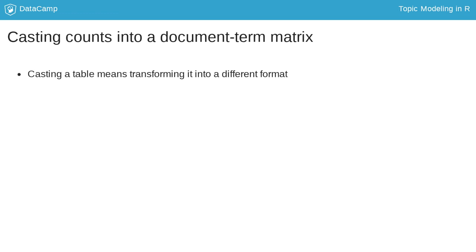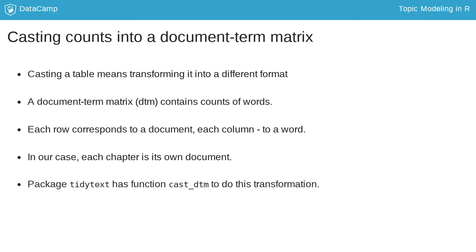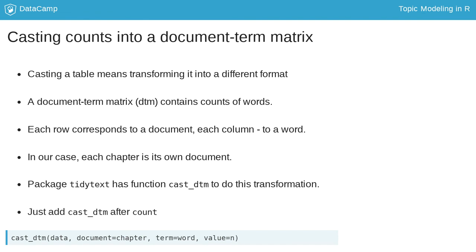You may be familiar with function cast that is used to transform a table from one format into another. We need to transform the table with counts into a document term matrix, DTM for short. In DTM, rows correspond to documents and columns to words, or terms. In our case, each sentence will be a document. Package tidytext has function cast_dtm that transforms a table in tidy format into a document term matrix. It accepts a table with counts and needs to know which column corresponds to a document ID, which to the word, and which to the value of the count.